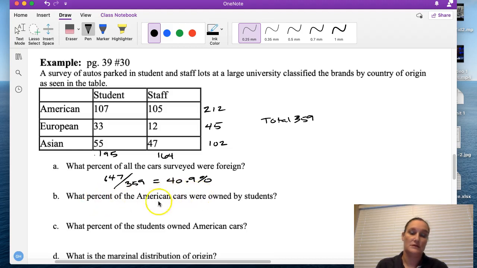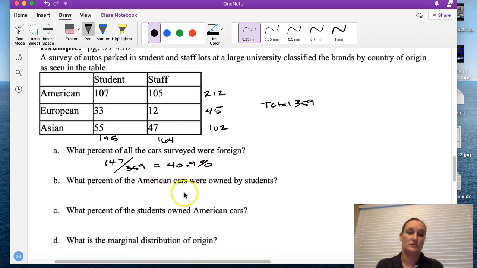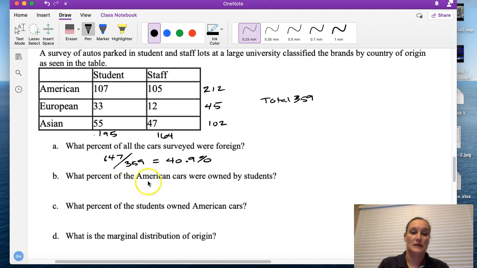All right, so now this is getting at a conditional distribution here, because we're limiting it to just American cars. So 107 students own American cars. If we want to know the percent of American cars, we're going to take it out of 212. It's out of 212 instead of 359 because it's the percent of just the American cars. So that's about 50.5, so about 51%.